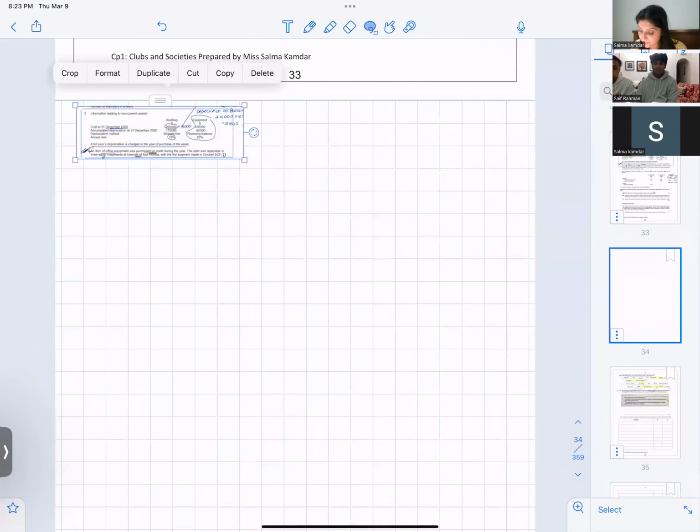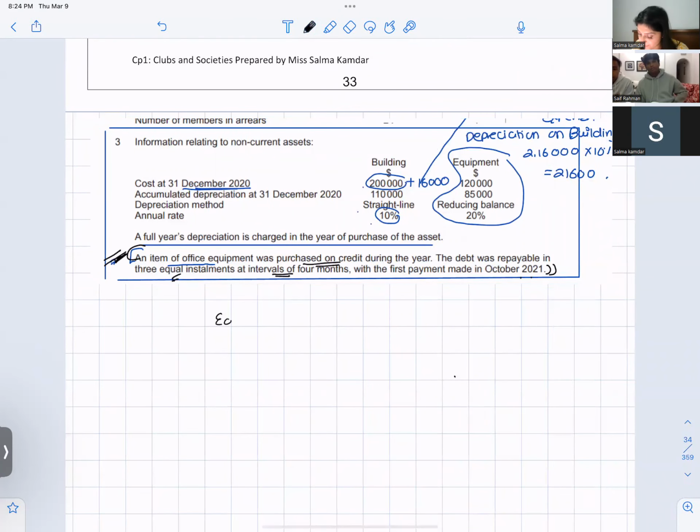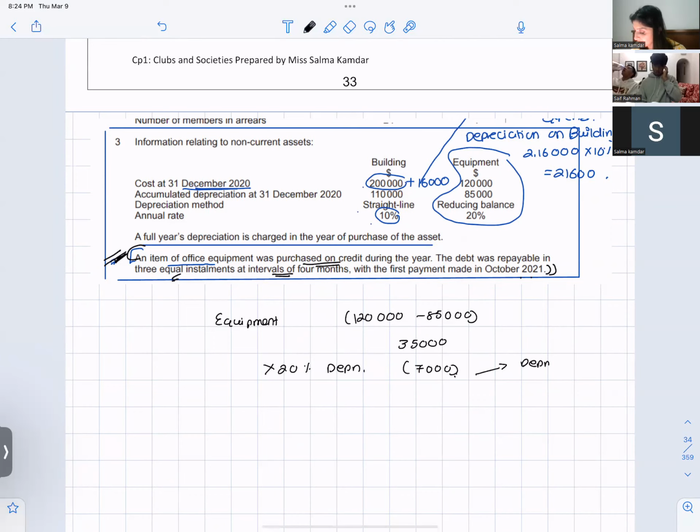Look over here. You have two things that you need to keep in mind. First, you will find depreciation of equipment on the basis of 120,000 minus 85,000. What is the amount that you're getting? 35,000. 35,000 into 20% depreciation is 7,000. So the first depreciation on your equipment is 7,000.